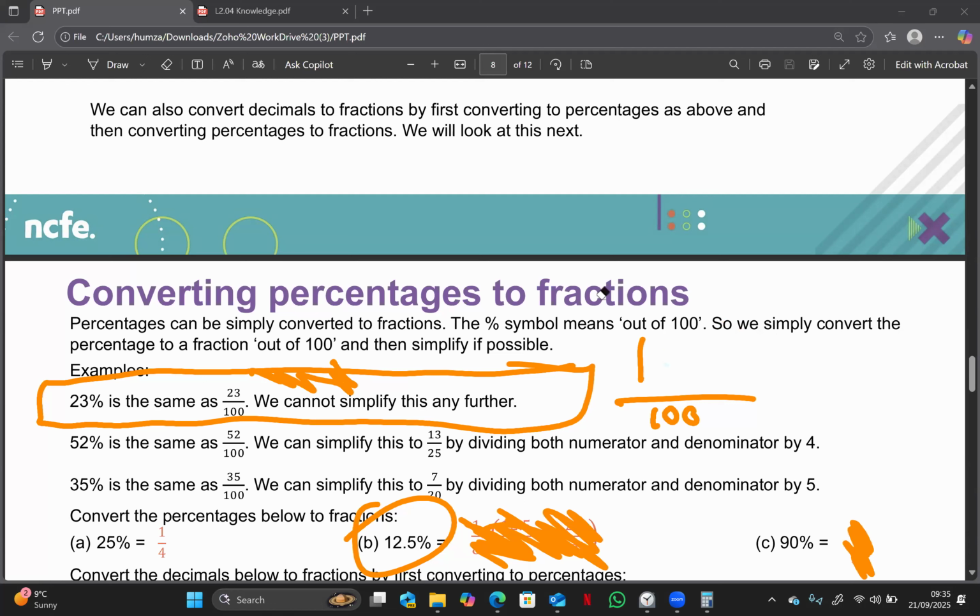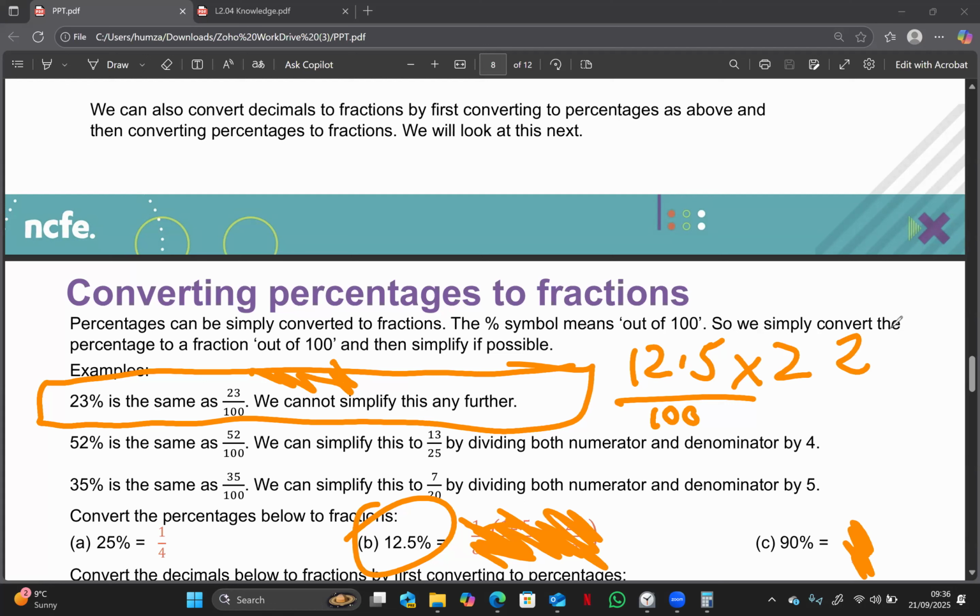No, no, no. Forget that. 12.5. We need to times that by something to make it a whole number, to take the point out. If we times it by 2, what do we get? What's 12.5 times 2? 25. Exactly. So that's what we need.